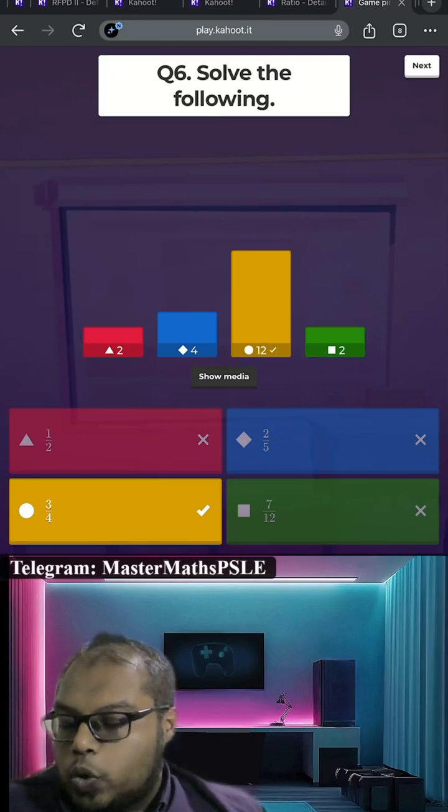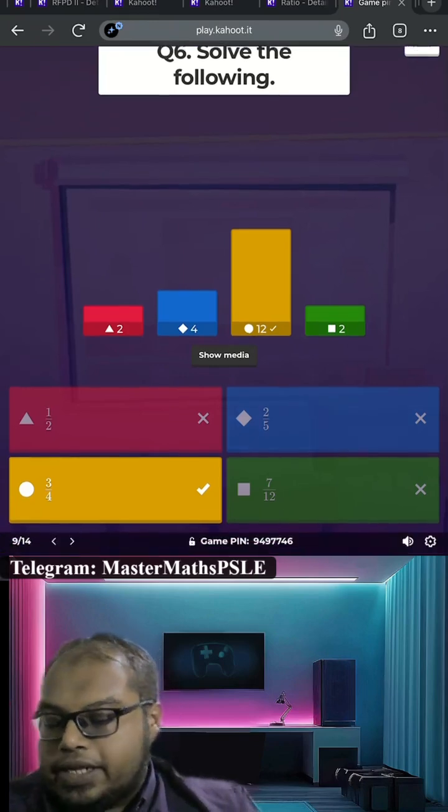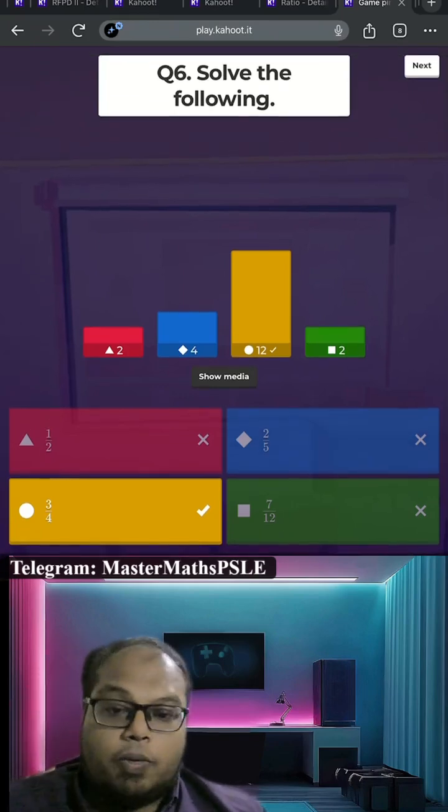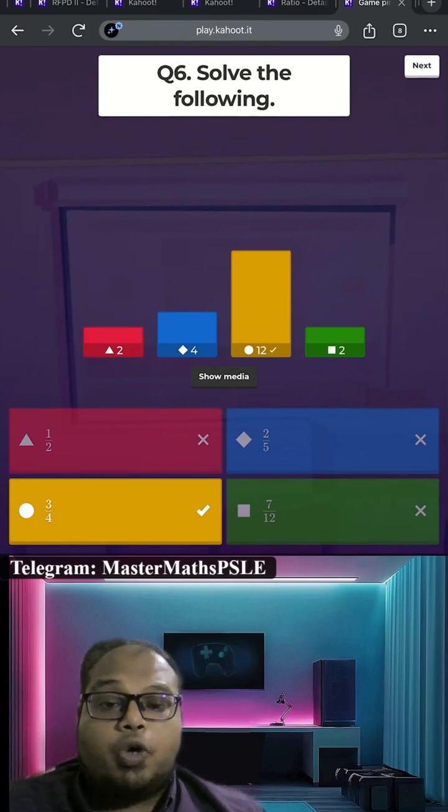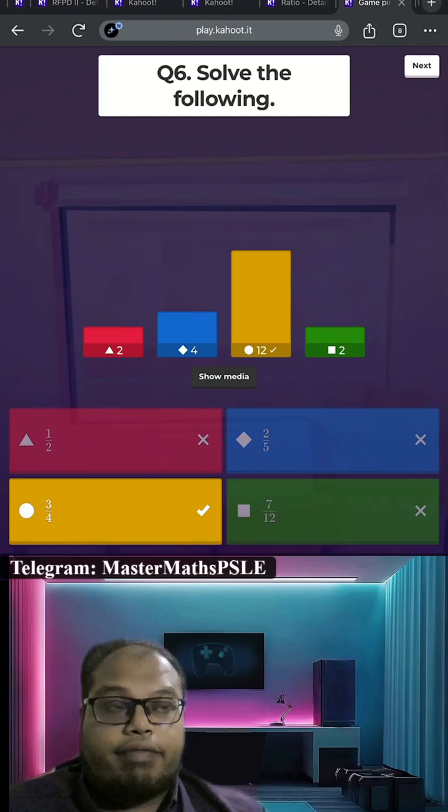Later on, we'll go through the solutions. Why is it 3 out of 4? Maybe some of you got a different fraction and you see the fraction is not in the options. Don't worry, I'll go through it at the end.